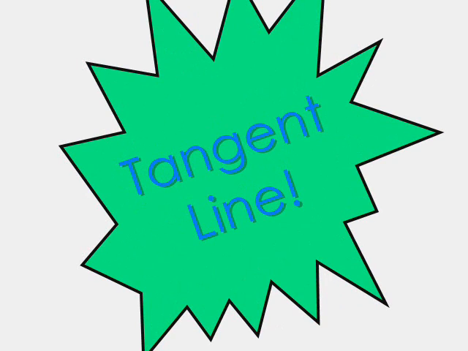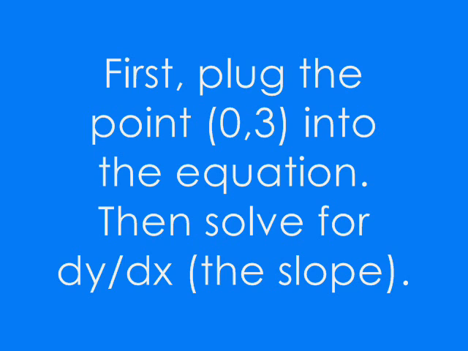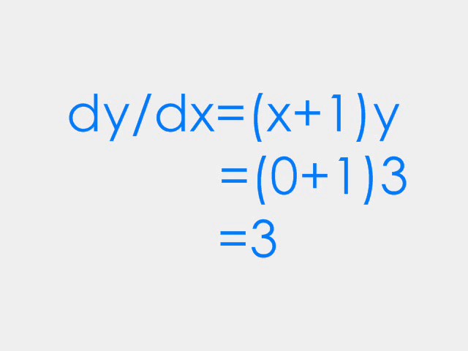Tangent line! Write an equation for the line tangent to the point (0, 3). Use the equation to approximate f(0.5). First, plug the point (0, 3) into the equation, then solve for dy/dx, or the slope. When you plug in the point (0, 3), the slope equals 3.